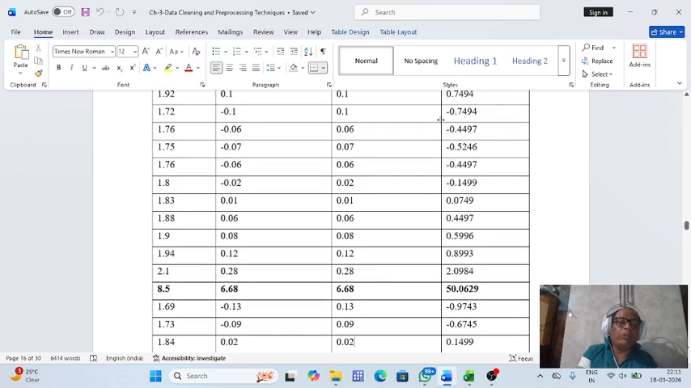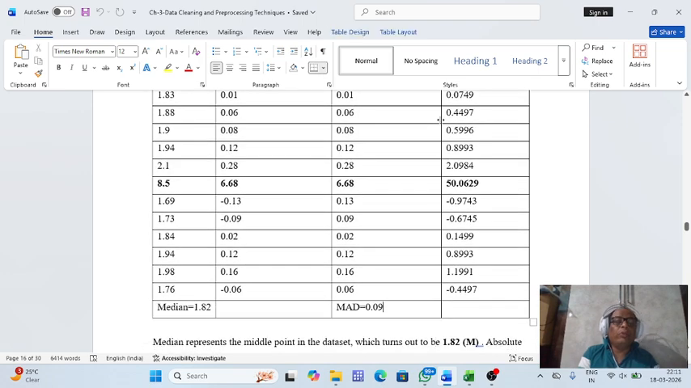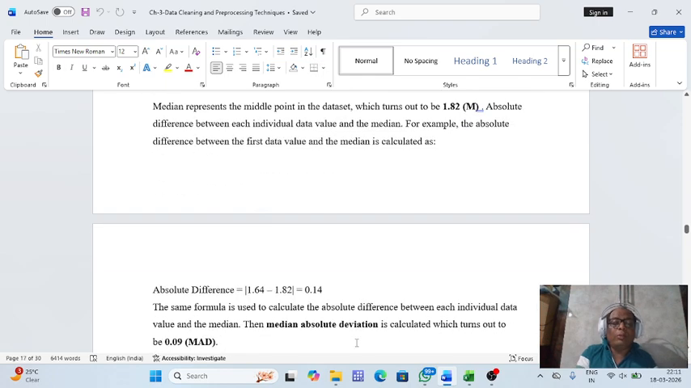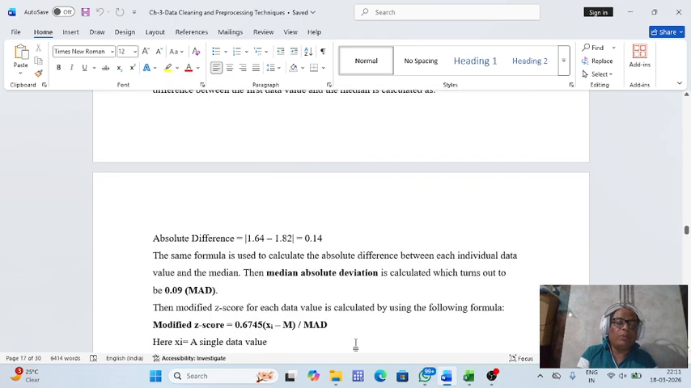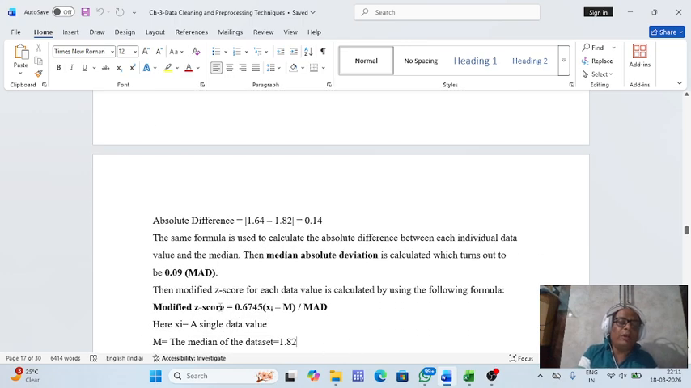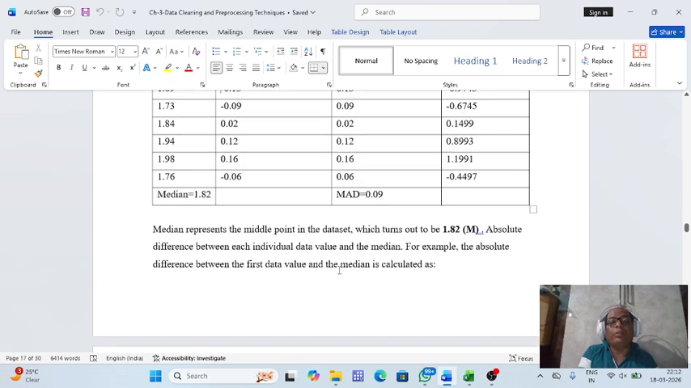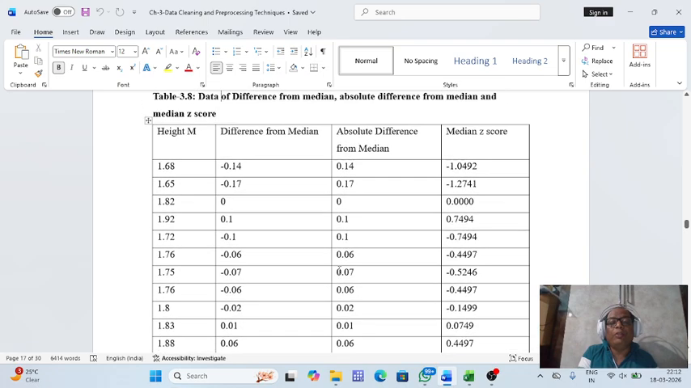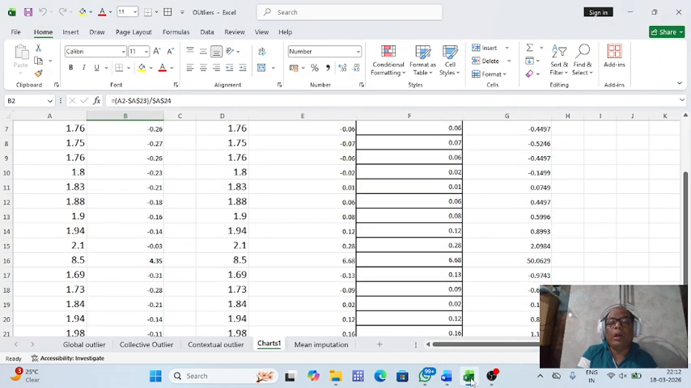In this method you will be calculating the median. First go through the formula. For the modified z-score, the formula is 0.6745 into xi minus m, divided by MAD. MAD means median absolute deviation. I have done the whole calculation in Excel so that it will be easier for you to calculate. So see how it has been calculated.